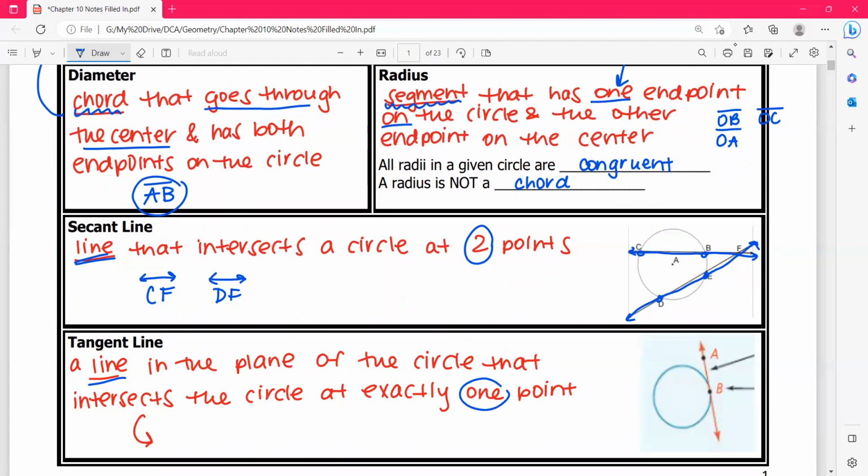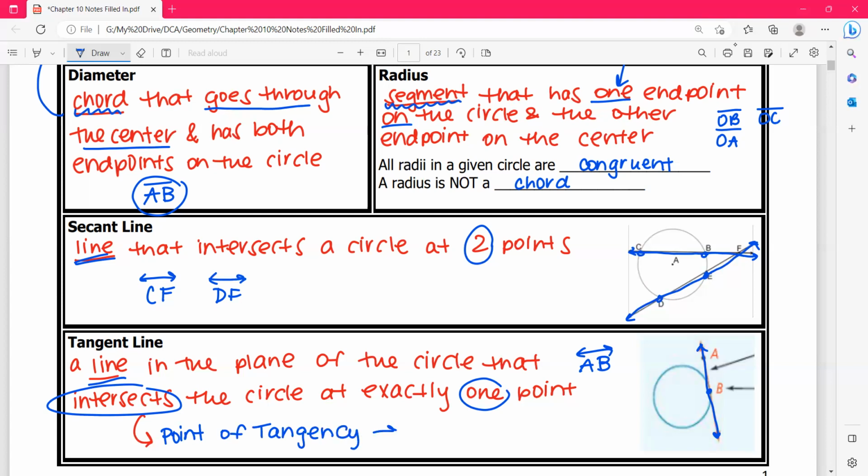That's when I have a tangent line. So this tangent line is in the plane of the circle that intersects the circle at exactly 1 point. So here I've got line AB. Notice it just kind of touches, just barely skims the edge of the circumference of the circle. So I've got A, and I want to write this over here actually. AB is the tangent line to that circle. It's really important that we have a name for where it intersects. It's called the point of tangency.